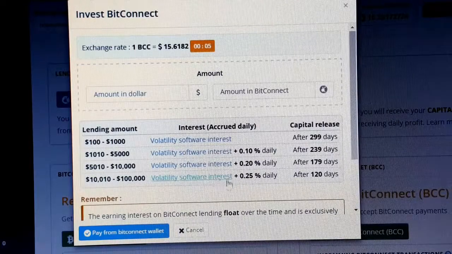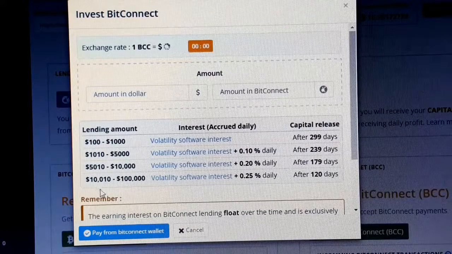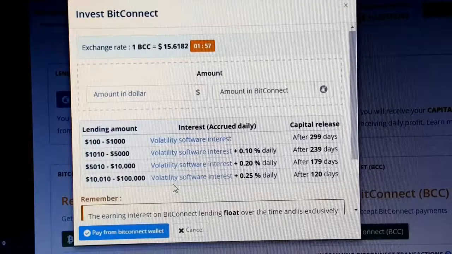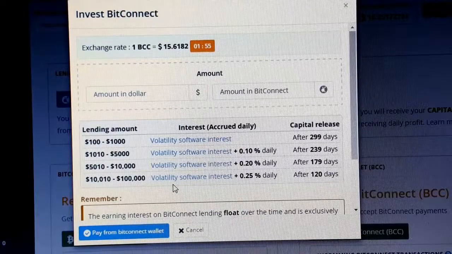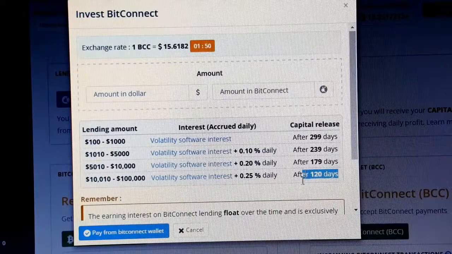Plus, if it's 1%, you'll be earning $125 a day with a $10,010 loan. I have a couple of individuals who have done that using my referral link, and they're very happy with their payments. And also, you get back your money after 120 days.